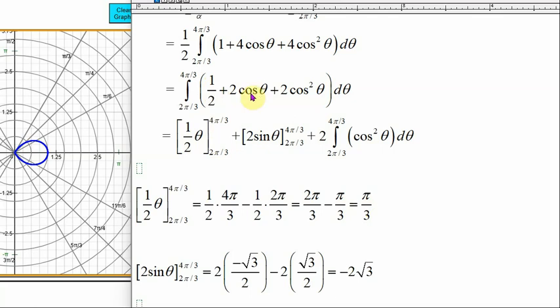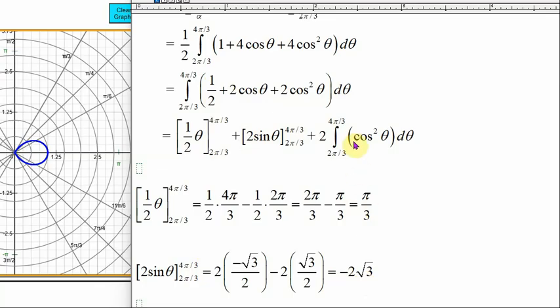The integral of cosine of theta is sine of theta, and so we get 2 sine of theta, evaluated from 2 pi over 3 to 4 pi over 3, and we'll end up with negative 2 times the square root of 3.